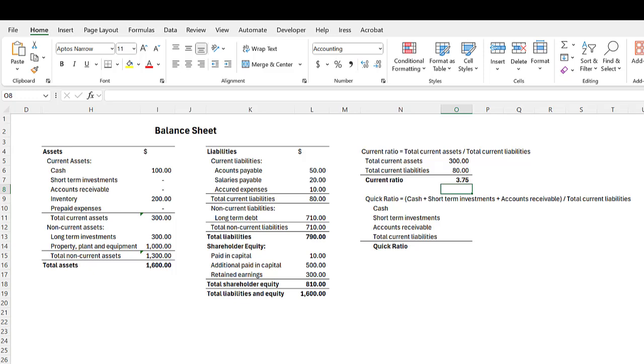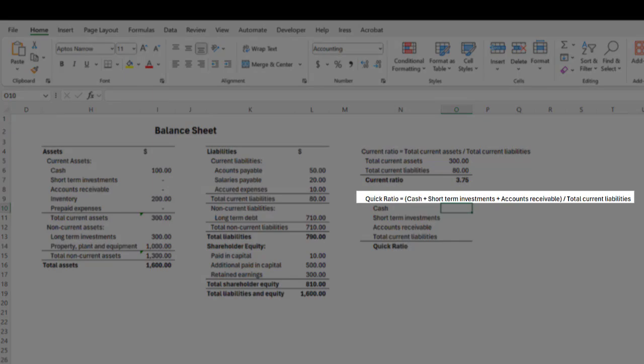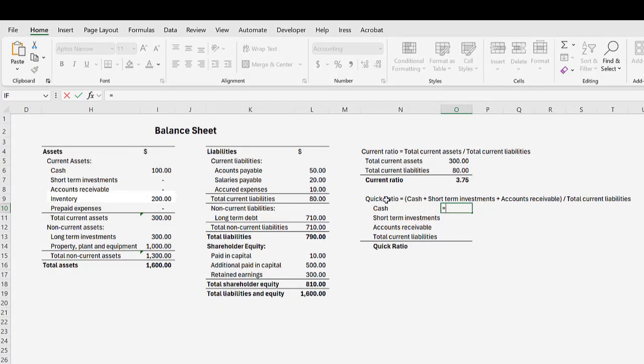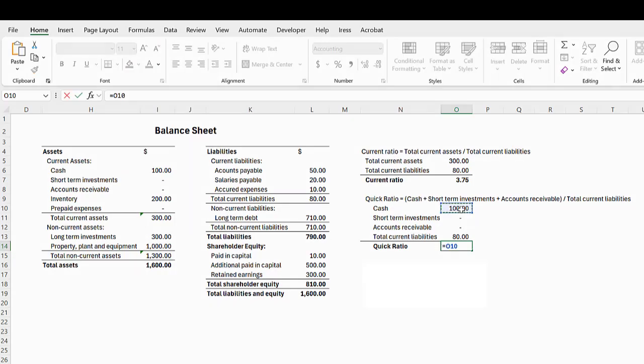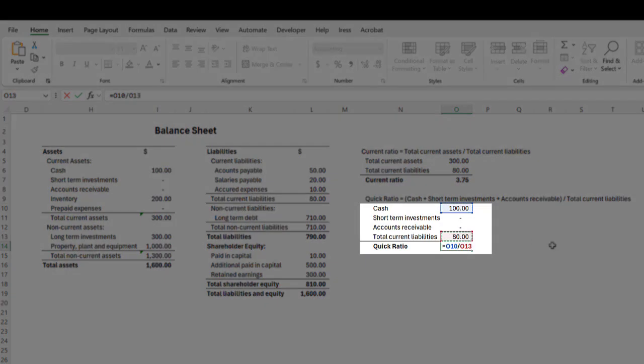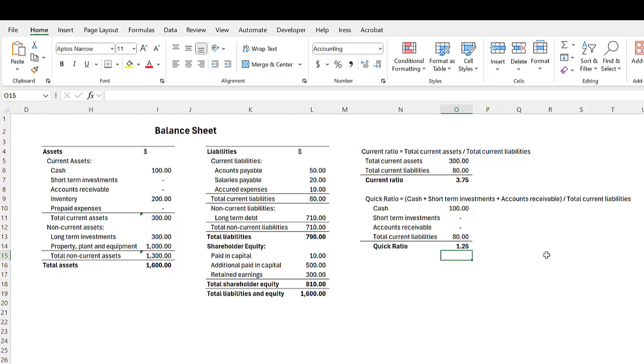Let's calculate our quick ratio. The quick ratio equals cash plus short-term investments plus accounts receivable divided by total current liabilities. Cash is $100. Short-term investments and accounts receivable are 0. Total current liabilities are $80. 100 divided by 80 equals 1.25. A quick ratio of 1.25 means even including just this company's most liquid current assets, it can still meet its short-term obligations. Let's calculate these ratios for Nike.